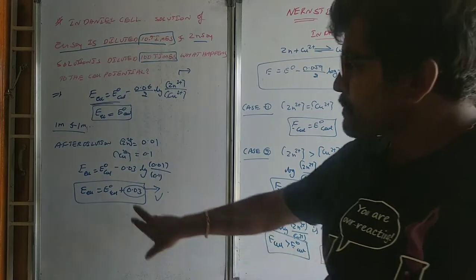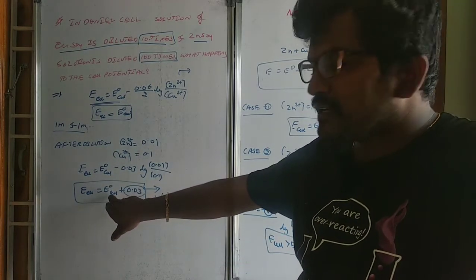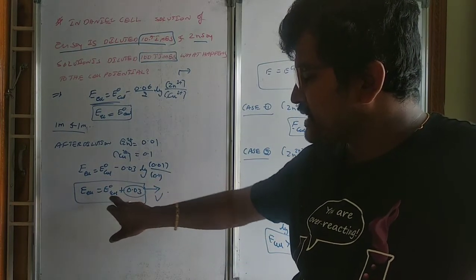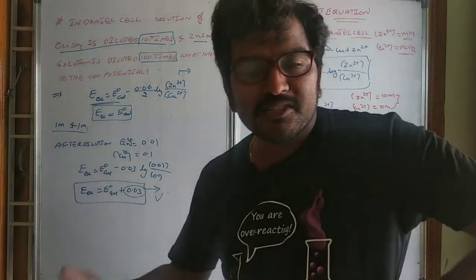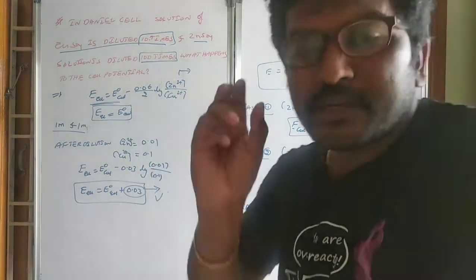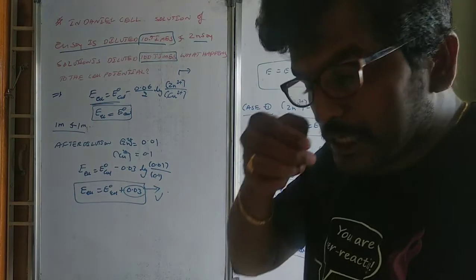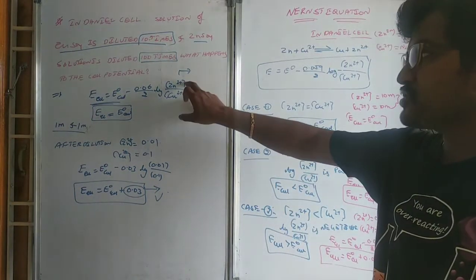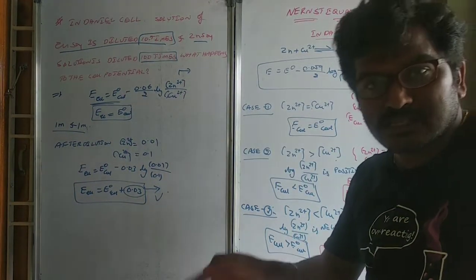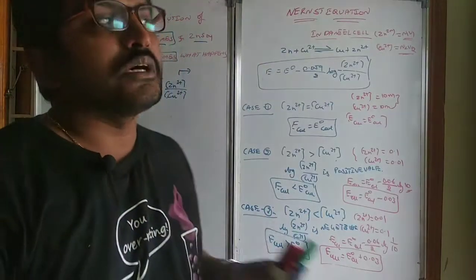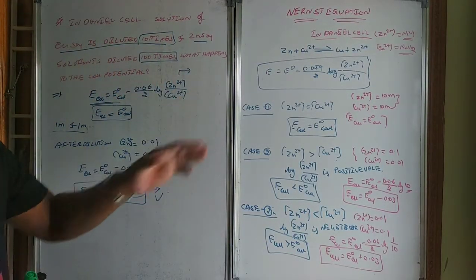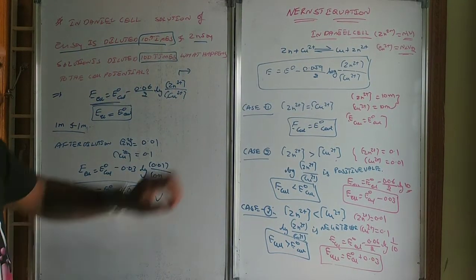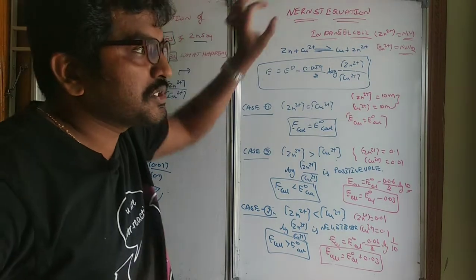Or simply, to increase the standard cell potential of a Daniell cell by 0.03 units, how much zinc is to be dissolved in the solution, that also they will ask you. You have to find the concentrations and you have to find the substance of it from the molarity. Like this, we can study about the Nernst equation.